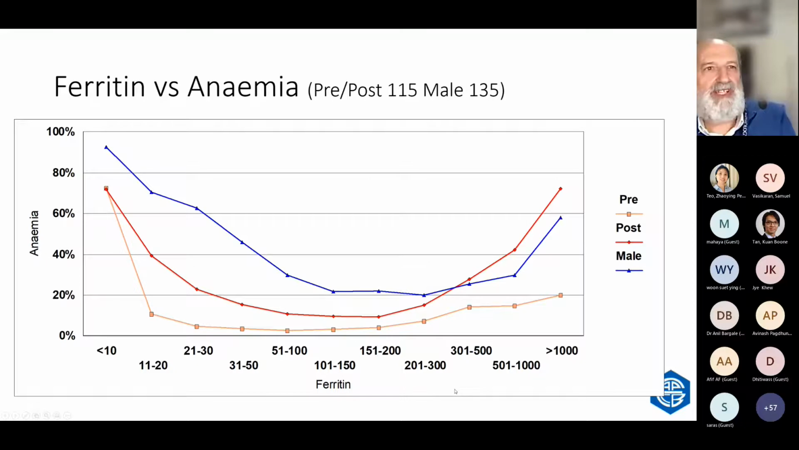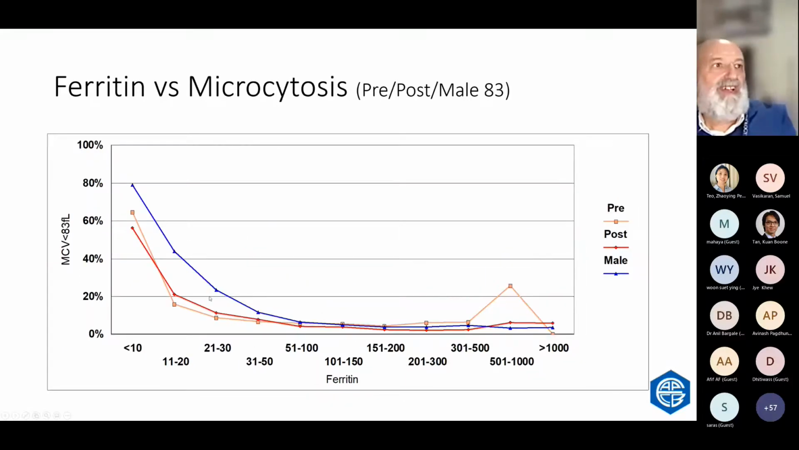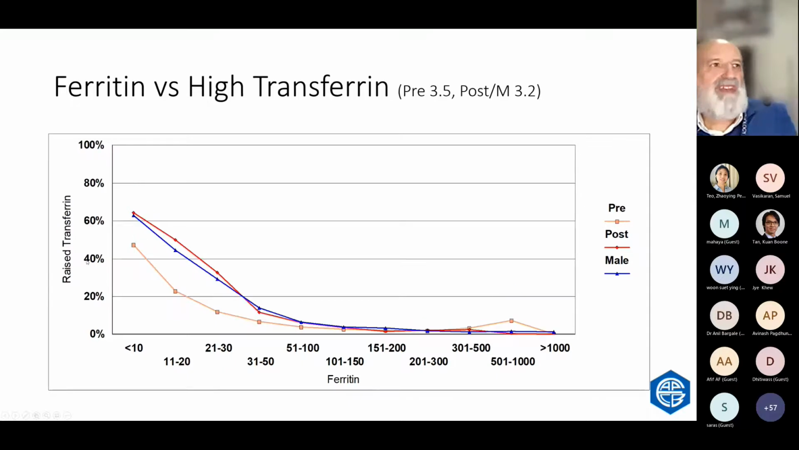So it varies a little bit. You might want to think about this graph. What about mean cell volume? So here, when ferritin's between 21 and 30, the proportion with mean cell volume below 83 femtoliters is higher. It's almost twice as high as when the ferritin's 100 or 200 or 300. So there's evidence of iron deficiency microcytosis as soon as the ferritin drops below 30. Transferrin was also higher in patients with ferritins between 21 and 30.